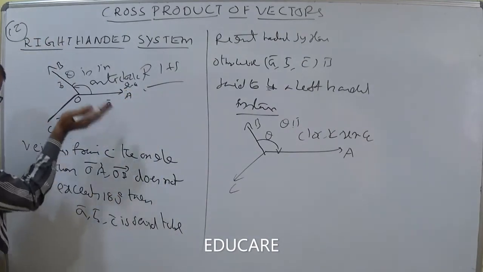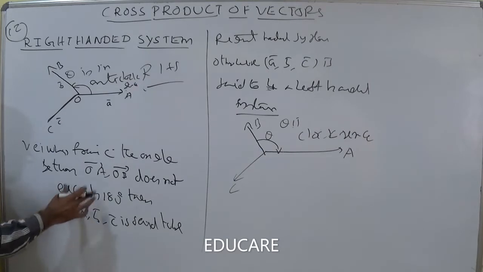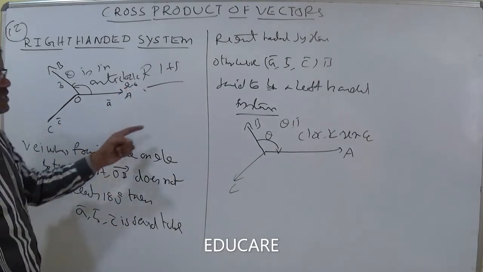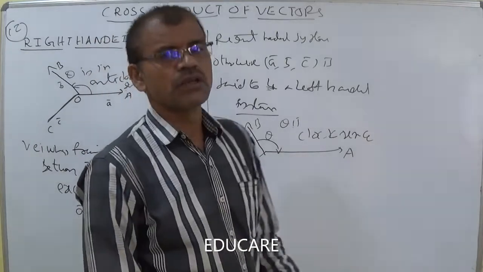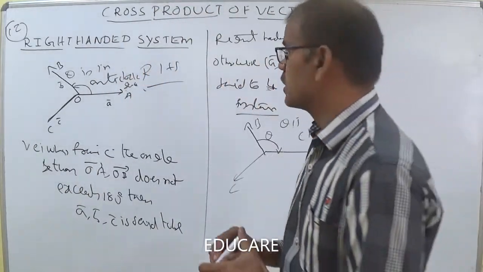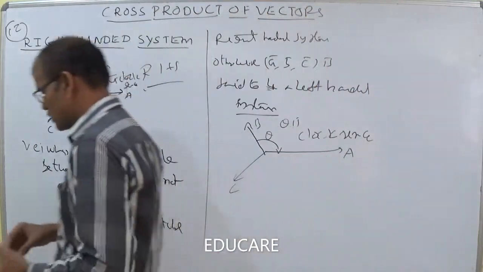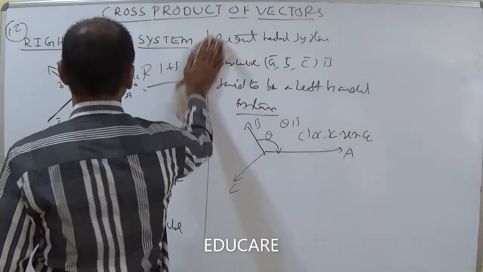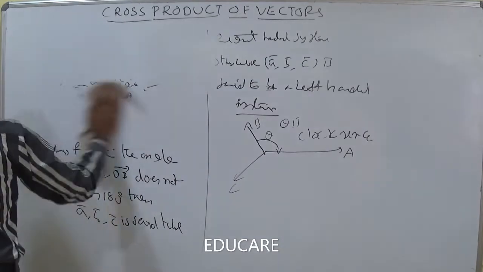So whenever the angle theta is in anti-clock sense, as per the definition, viewing from C, the angle between OA and OB does not exceed 180, then A, B, C is said to be a right-hand system. Otherwise, theta should be in clock sense, in negative direction. If theta is in positive direction, it is a right-hand system. If theta is in negative direction, it is a left-hand system.